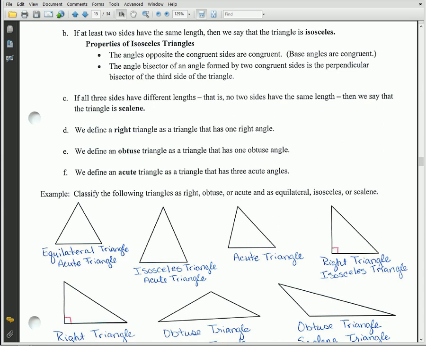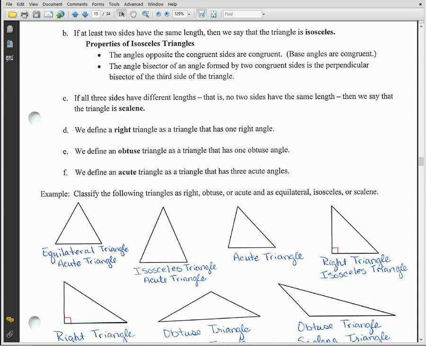If all three sides have different lengths, then no sides have the same length, and we say that no angles are the same, and that is a scalene triangle. Now remember, the sum of the angles in a triangle is 180 degrees.